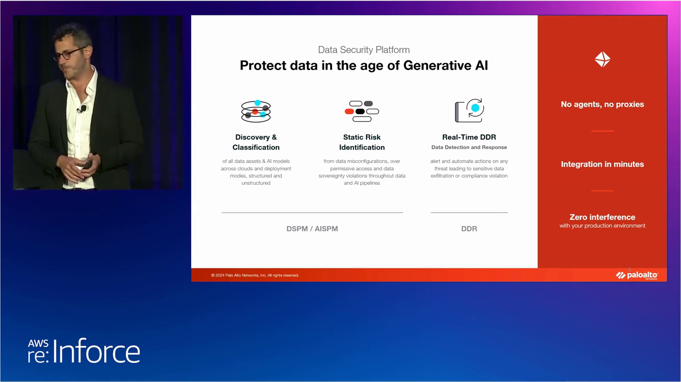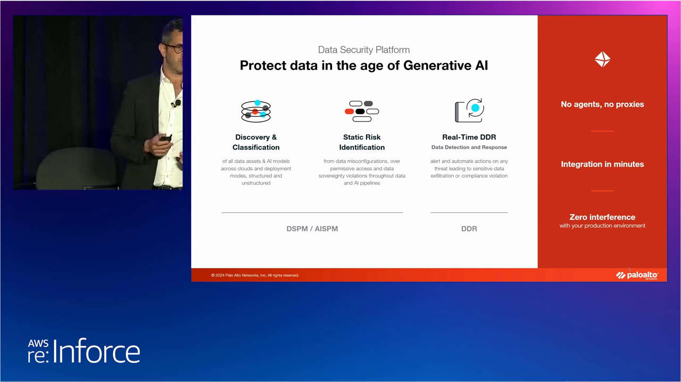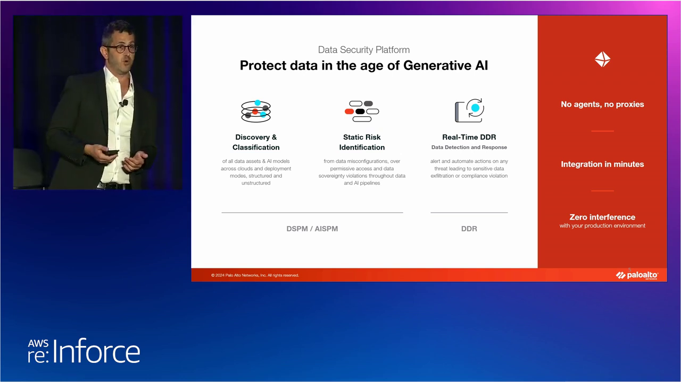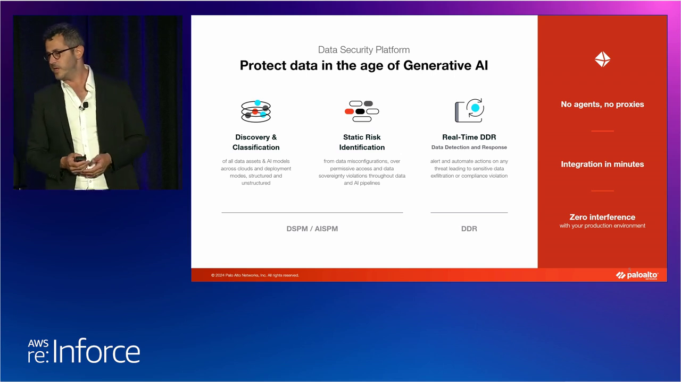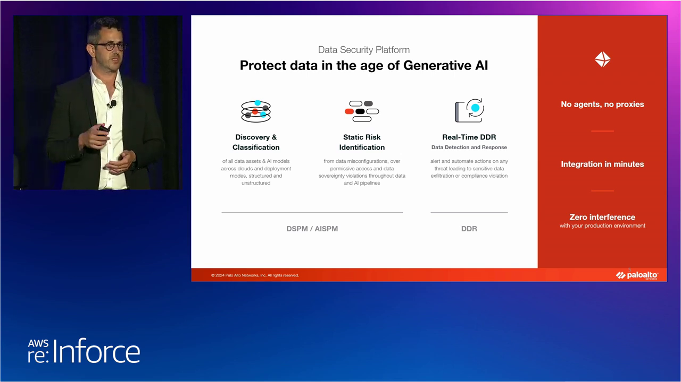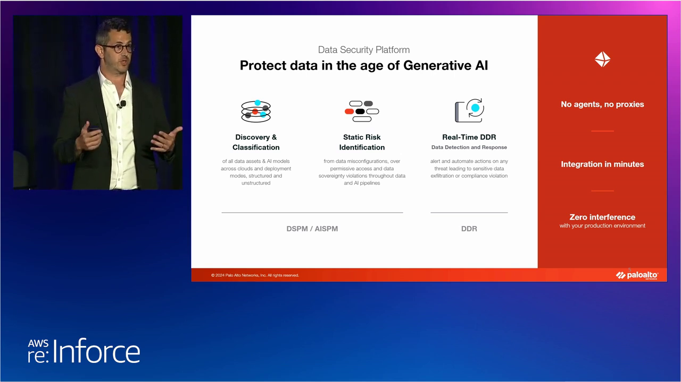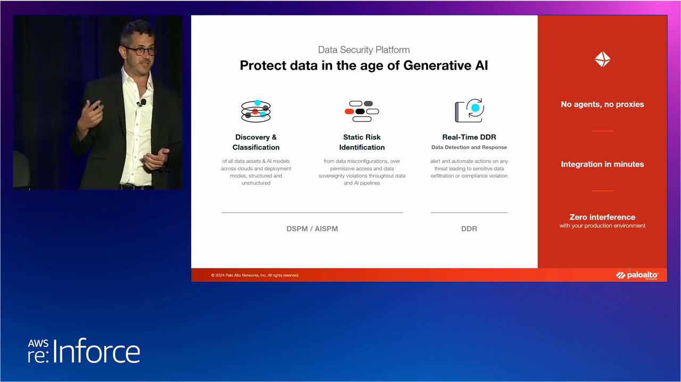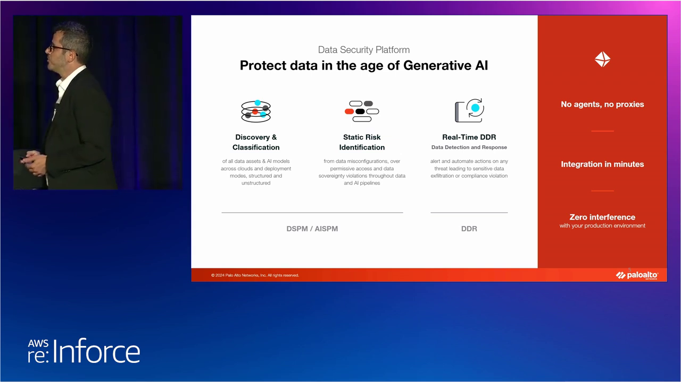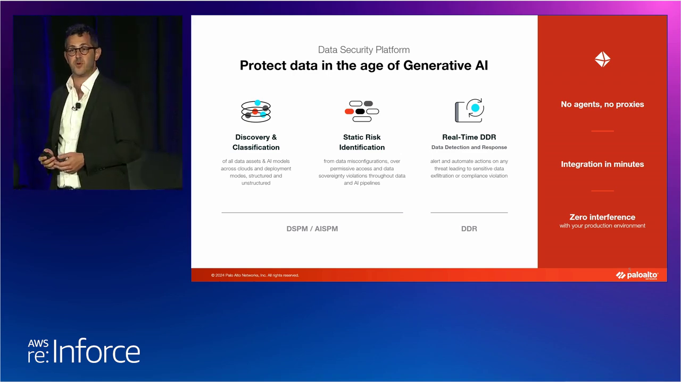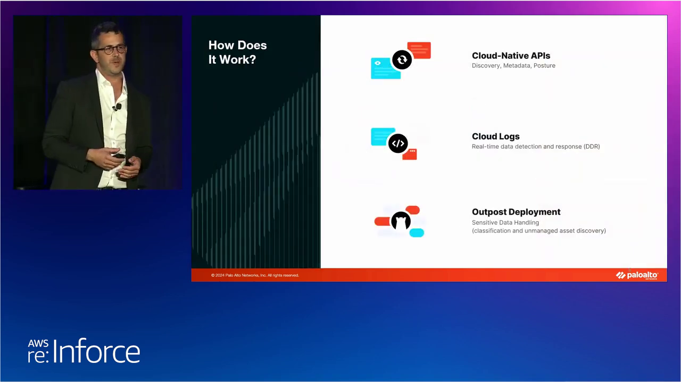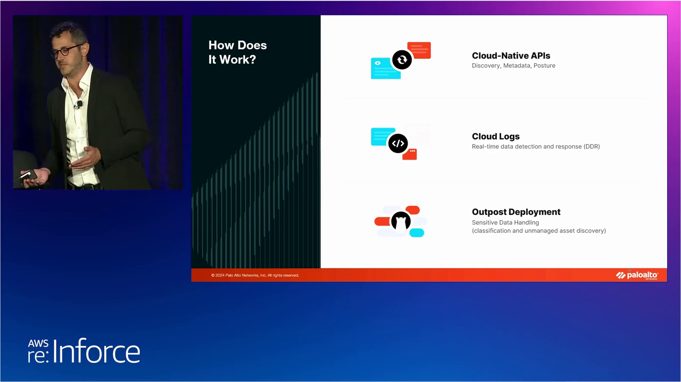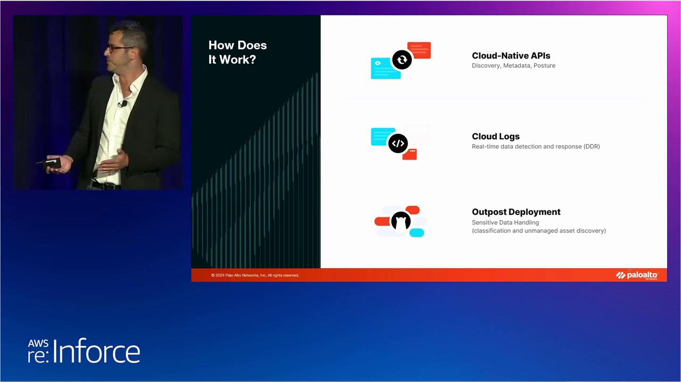Now, we don't deploy any type of agents or proxies. We integrate in a couple of minutes because it's just deploying a set of roles in the customer's environments. And of course, we have zero interference with the customer's cloud because we're an out-of-band solution. We will never connect directly to the data stores. We only analyze data on the side. So how does this whole thing work? Then we'll hop over to a demo. We use three main types of technologies. The first one, of course, is cloud-native APIs for our discovery, metadata, and posture.